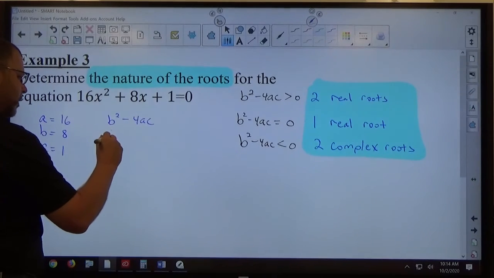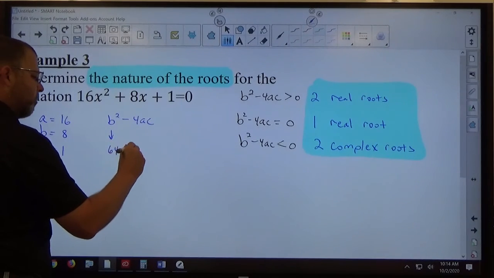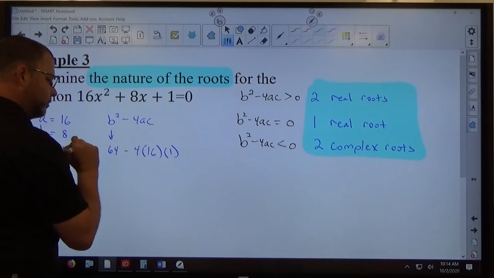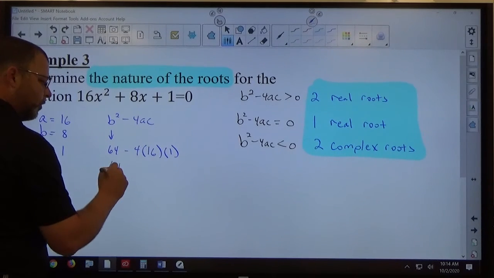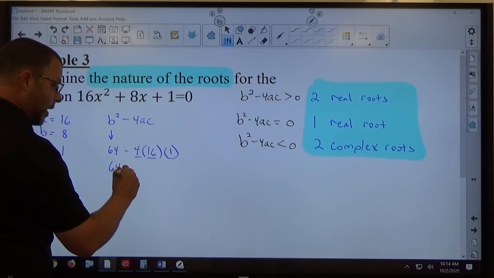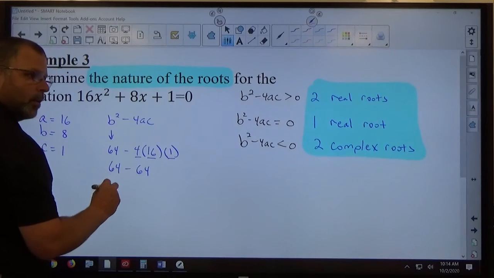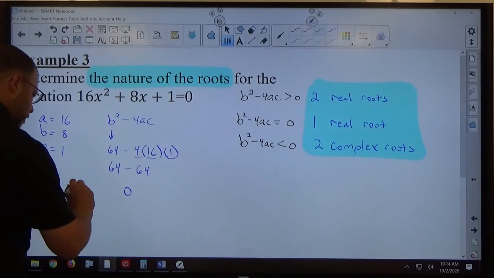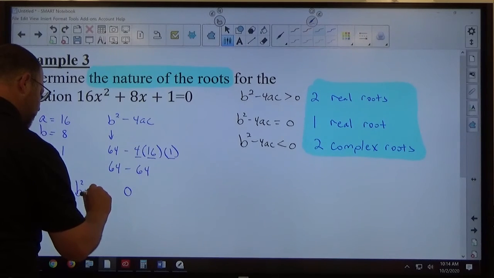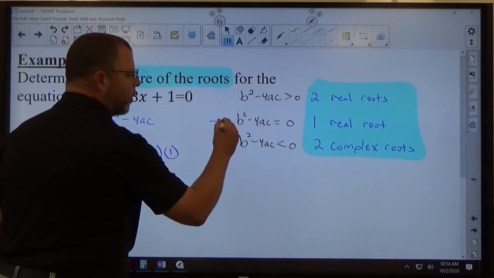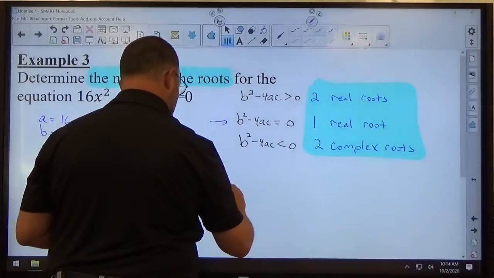So b squared is going to be positive 64 minus 4 times 16 times 1. 64 is 64. 4 times 16 is 64 times 1 is 64. We're subtracting because there's only one minus. 64 minus 64 equals 0. So I know that b squared minus 4ac equals 0. And if b squared minus 4ac equals 0, I get 1 real root.